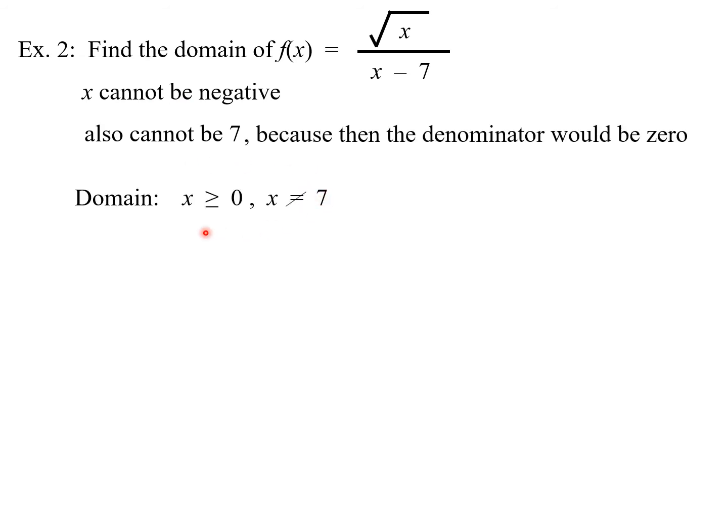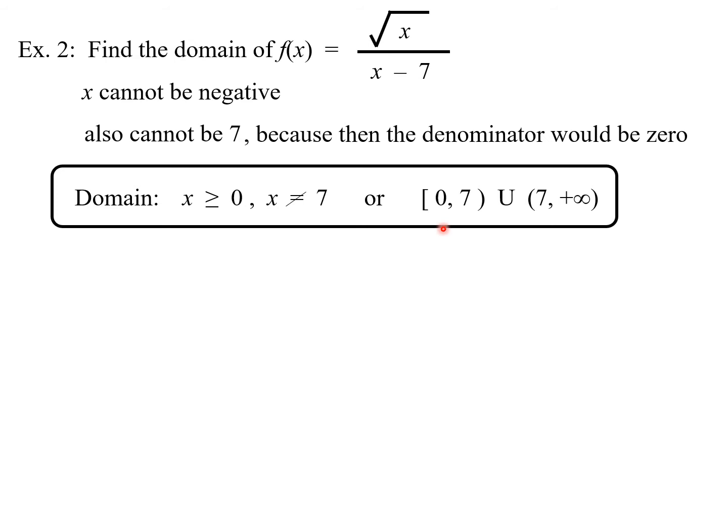Okay. So we can write it like this. The domain: x must be greater than or equal to 0 because of the numerator here, but that excludes the value 7 because that would make the denominator 0. Or in interval notation, we can write it like that. So domains are restricted: square roots can't be negative, and denominators can't be 0. Those are the things that you have to look for when seeing what restrictions the domains have.